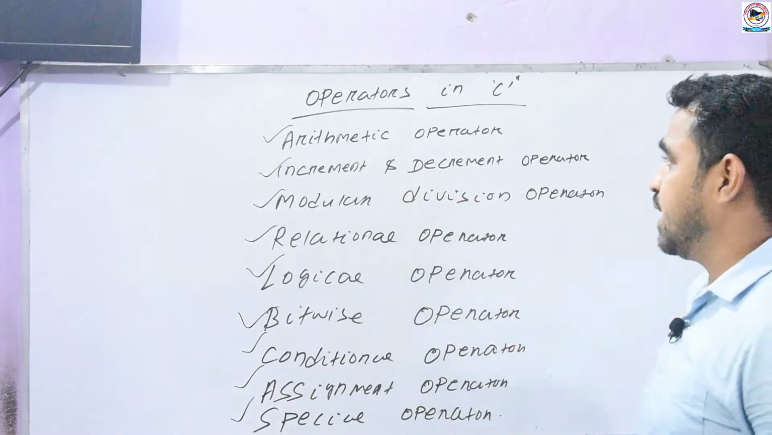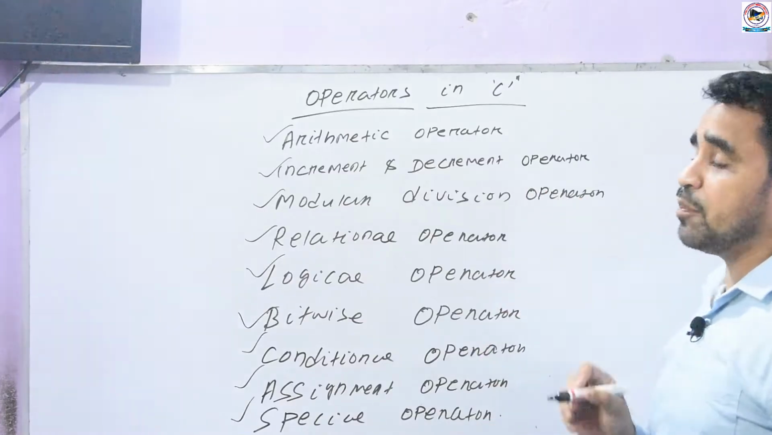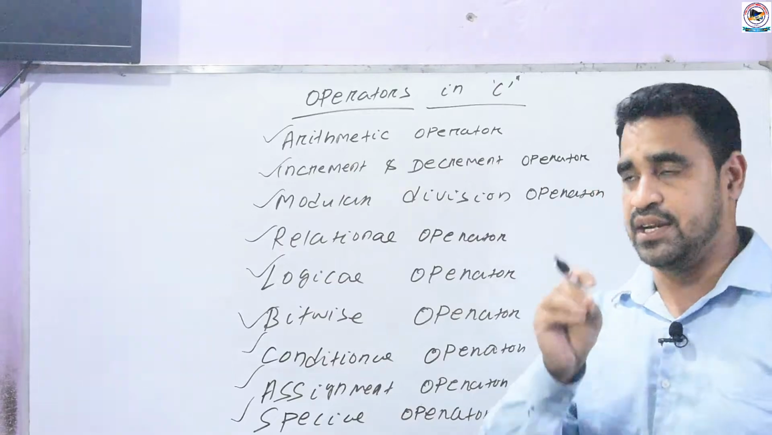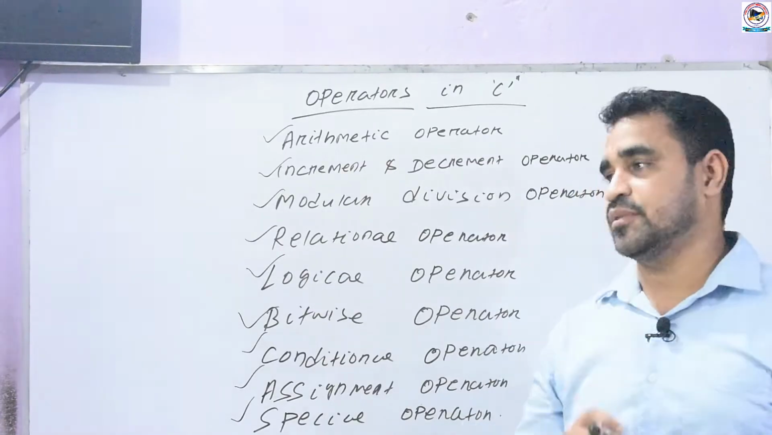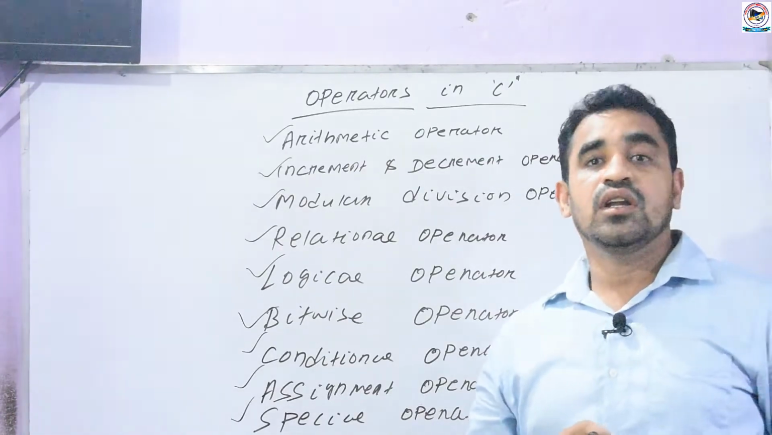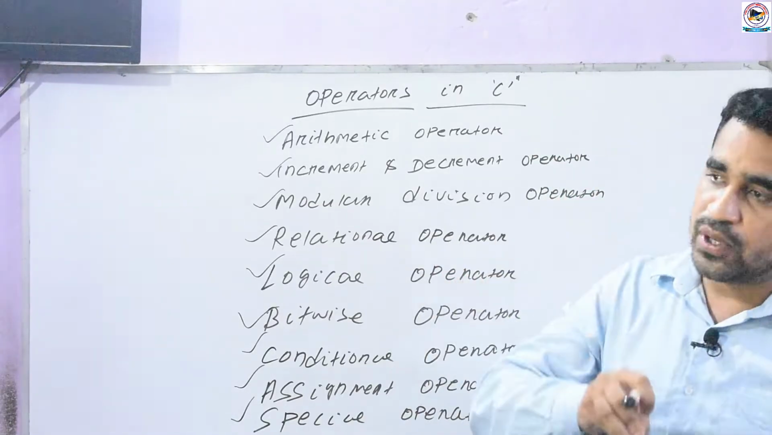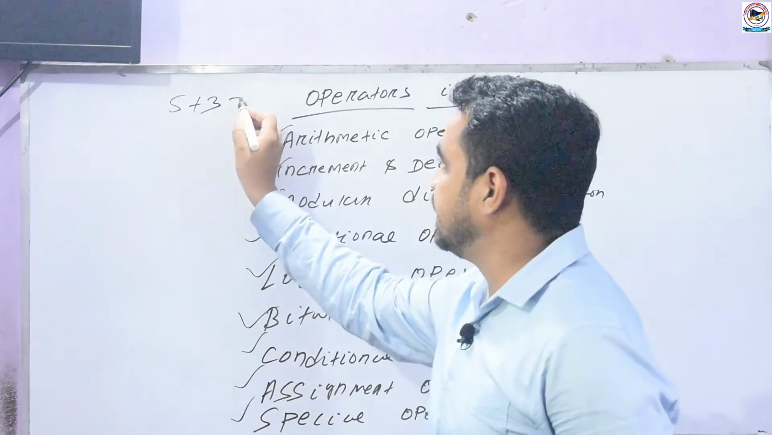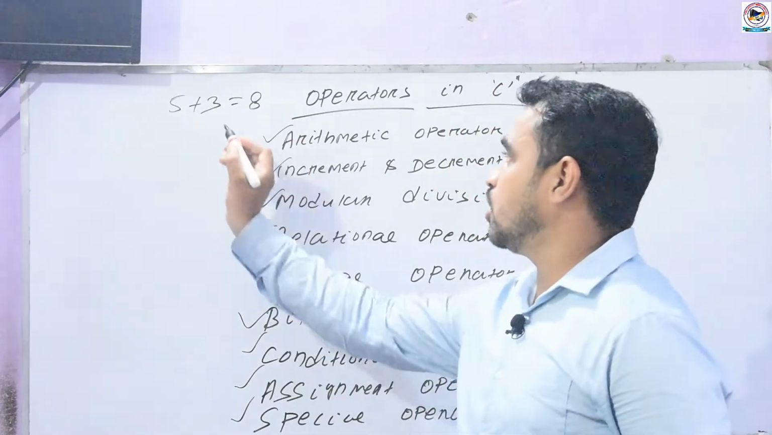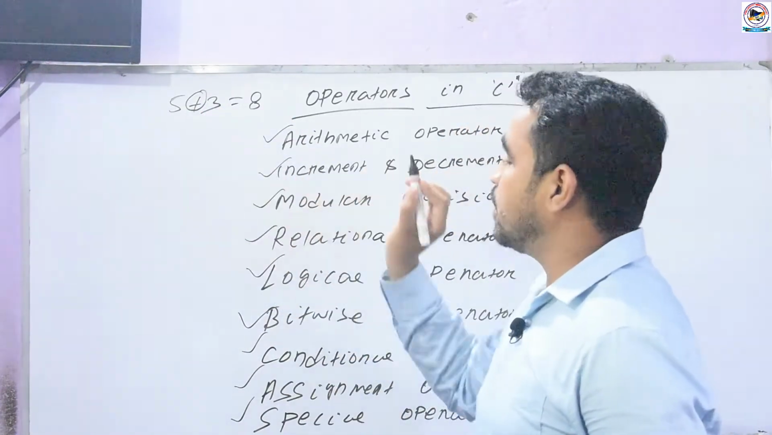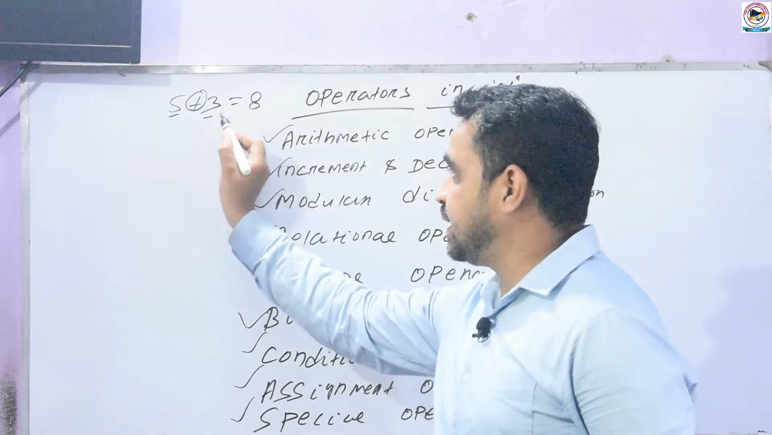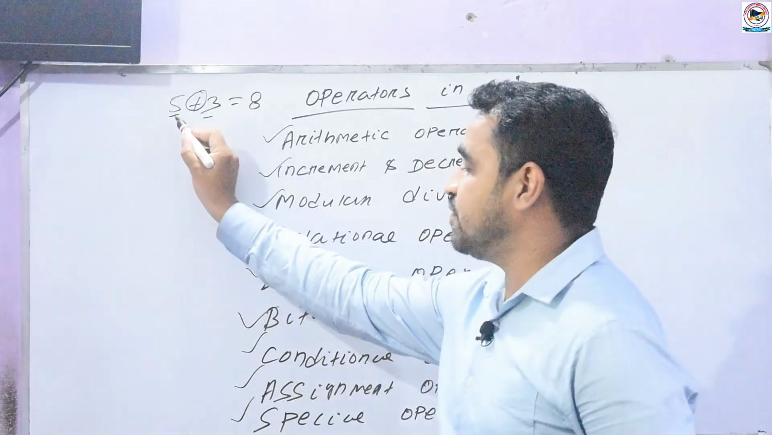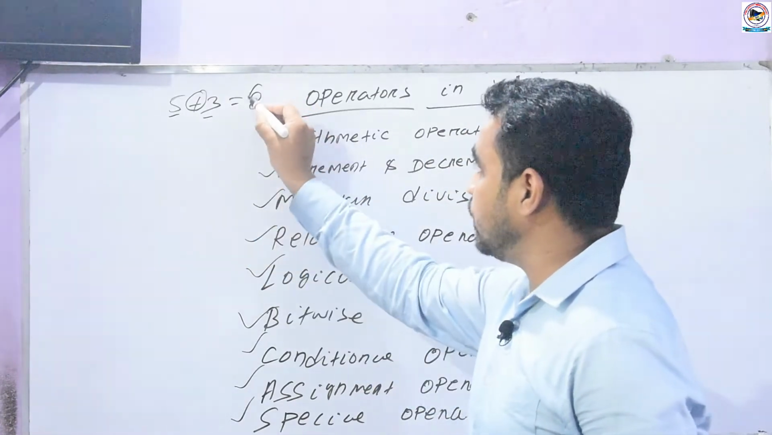The first operator is the arithmetic operator. Arithmetic operator is used to perform the arithmetical operation on the operand. First we understand what is an operand. Operators work on operands. For example, 5 plus 3 is equal to 8. Here plus is an arithmetic operator, 5 and 3 are the operands. Here the plus works on 5 and 3. So the value is 8.